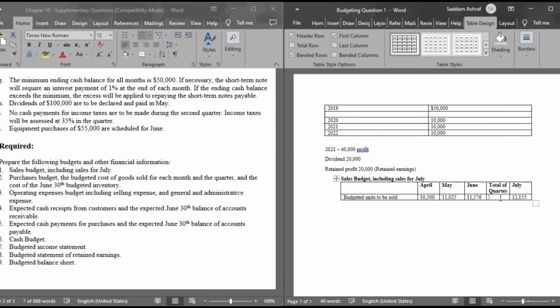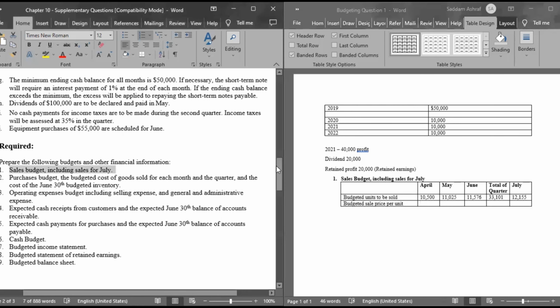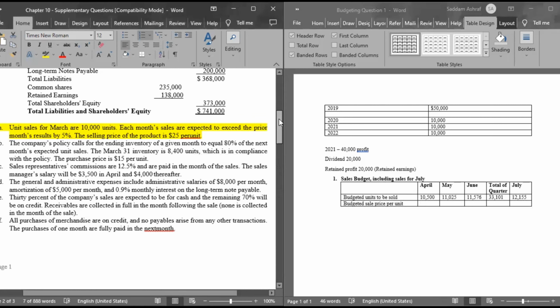So now calculate for the quarter, how many total units we will sell in April, May and June? 33,101. Okay. So next, we will place the budgeted sale price per unit. The budgeted sale price is also mentioned in this point A. So the budgeted sale price is $25 per unit, and it will be the same in all months.